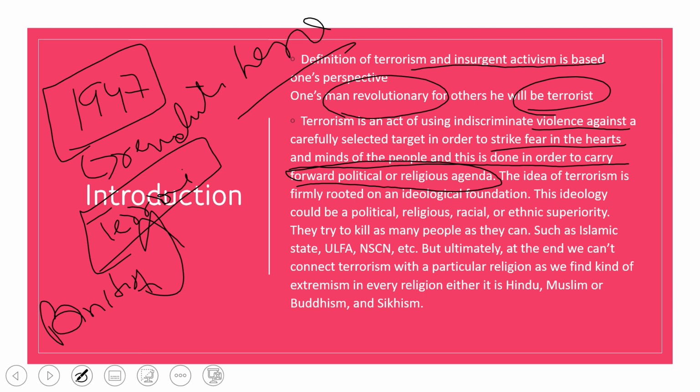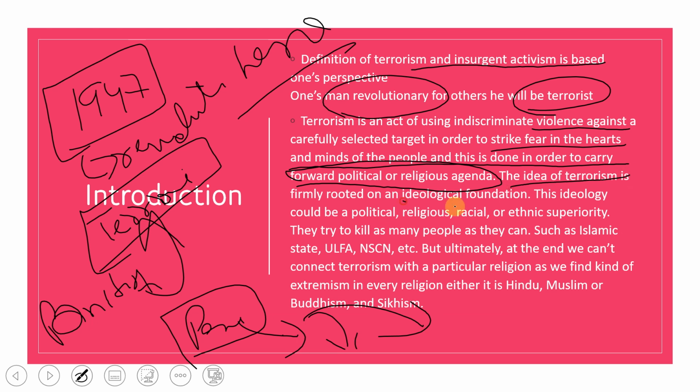So the idea of terrorism is firmly rooted in an ideological foundation. In terrorist activity, there will be a certain aim. A particular person, leader or organization will run these agendas through other persons to carry forward their political agenda. It may be directed within their countries or outside their countries. So the idea of terrorism is firmly rooted in an ideological foundation.